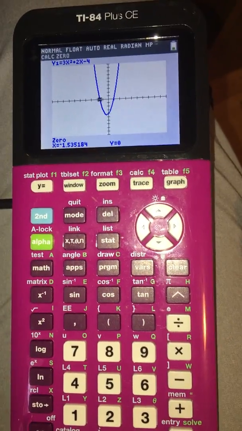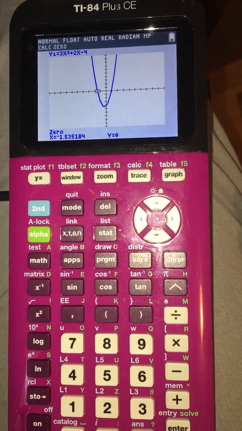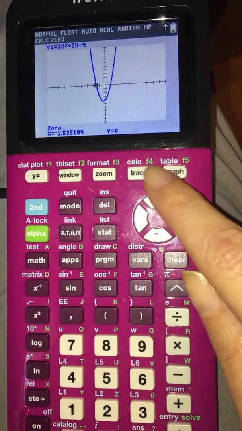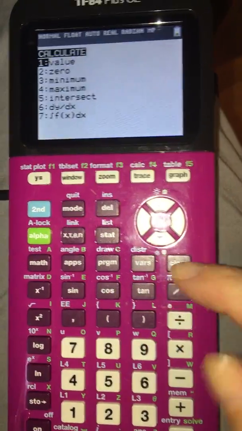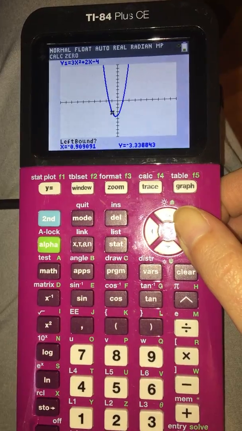Now we can clearly see that this graph has a second x-intercept. If we want to find that second x-intercept, we just repeat the process again. So we're going to go to second, trace, which is our calculate menu. We're going to choose option number 2. And this time we're going to slide over.